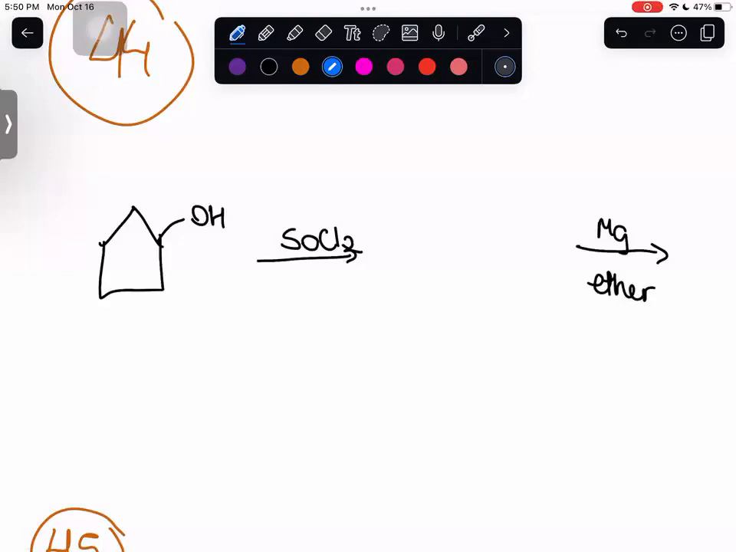Okay, so we have an alcohol group in this case, and we have SOCl2. What's SOCl2? It's a protecting group, exactly. Swap out the OH for the Cl, yes. Yes, exactly. But in this case, everything's planar, so it doesn't matter.